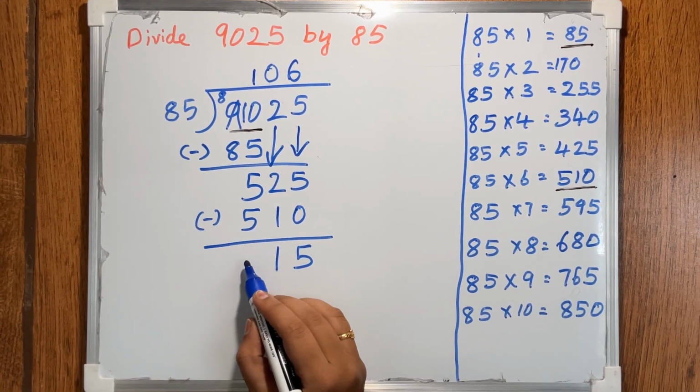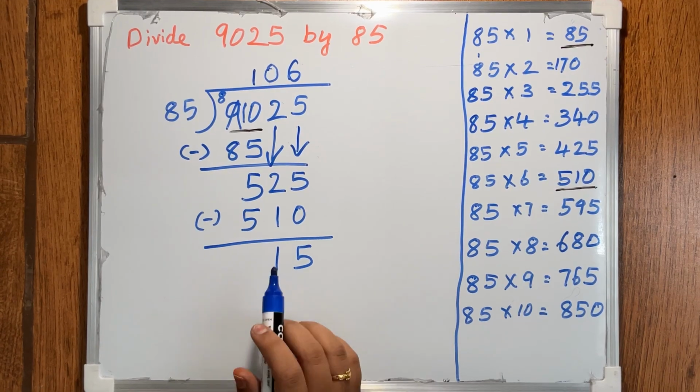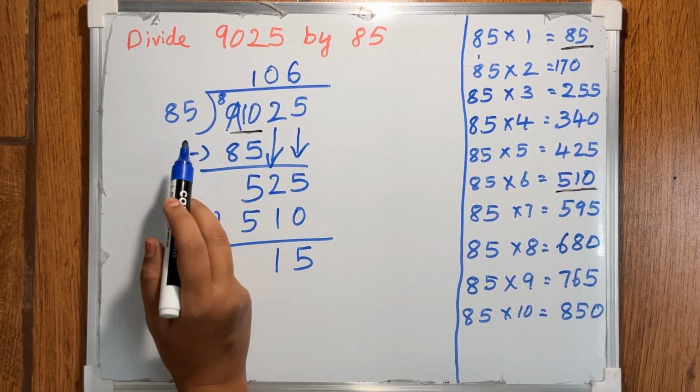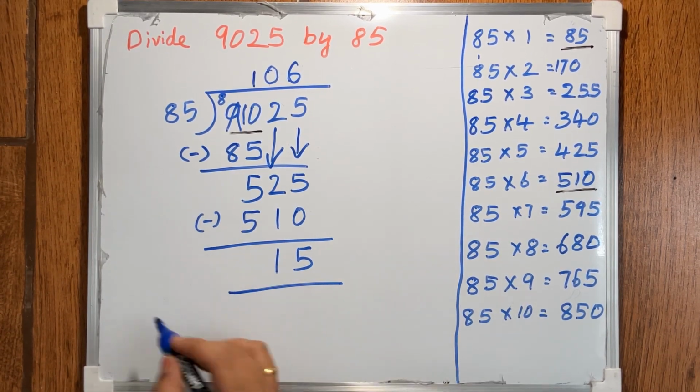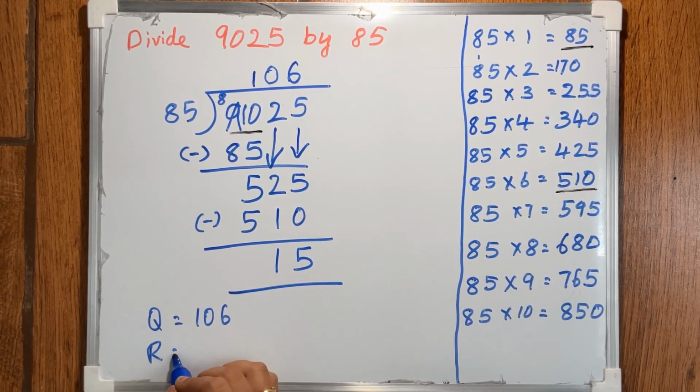So no need to write 0 here, because any 0 before a number does not have any value. So can we divide 15 by 85? No, because 15 is lesser than 85. So the quotient is equal to 106 and the remainder will be 15.